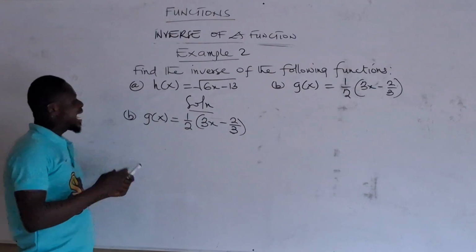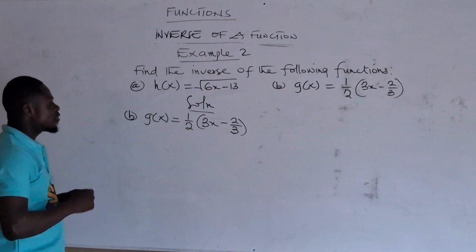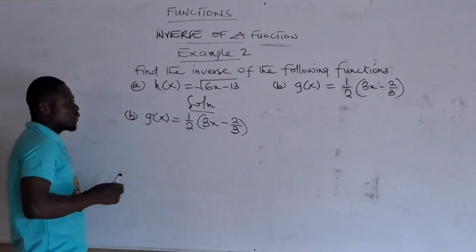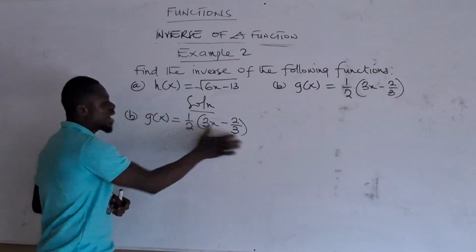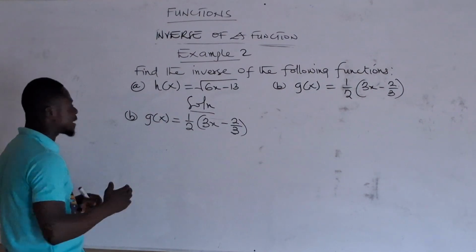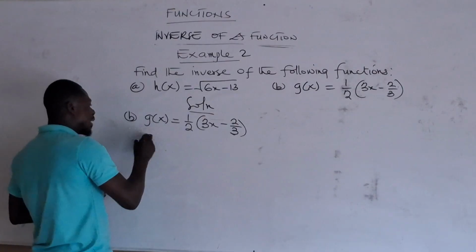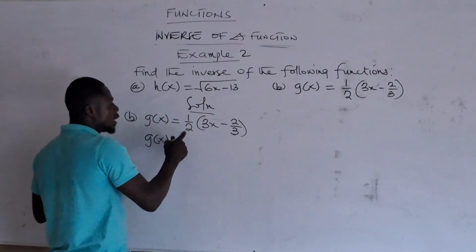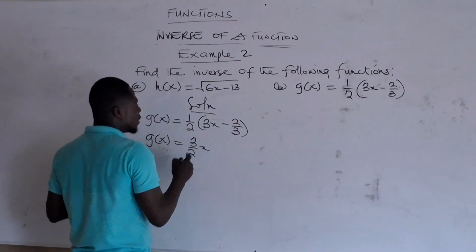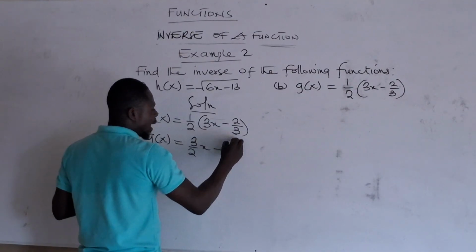In the B, we have the expression g of x is equal to half, in a bracket, 3x minus 2 on 3. Now, the first thing that we need to do is to simplify this. Since we have a term outside the bracket and some inside the bracket, we can simplify it before the steps are followed. So we can write g of x is equal to, now multiplying half by 3x will be 3 on 2x. Multiplying half by this will be 1 on 3.